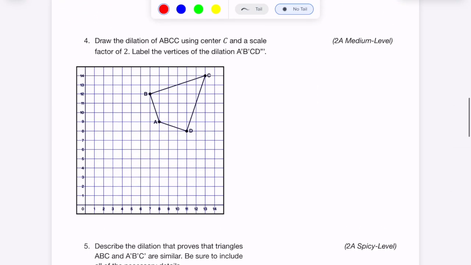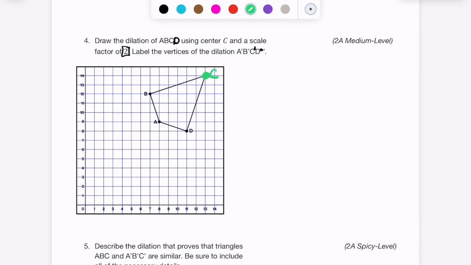Cool. All right, moving on here to 4. Draw the dilation of ABCD using center C and a scale factor of 2. Label the vertices of the dilation A prime, B prime, C prime, and D prime. Sorry about those typos. All right, so here we have it. C is my center, okay? So in this case, we have a scale factor of 2. It's going to get bigger from that point C.